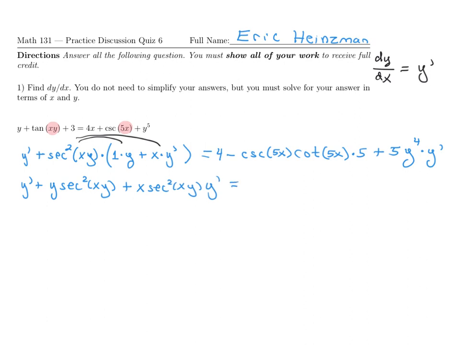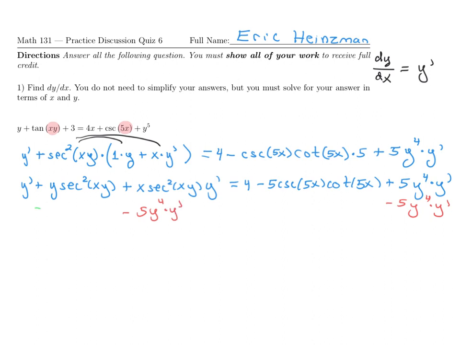And on the other side of the equation, there's really not much to do. Perhaps I'll put this 5 first. Doesn't really matter too much. I'll write this as 4 minus 5 times cosecant 5x times cotangent 5x, and then I'll write the last part. It's the same thing, 5y to the 4th times y prime. Now that the parentheses are all gone, I'm going to subtract this over here, and at the same time I'll subtract this to the other side of the equation. So what I'm doing in this step is I'm going to subtract this from both sides of the equation, and also subtract y secant squared xy from both sides of the equation.